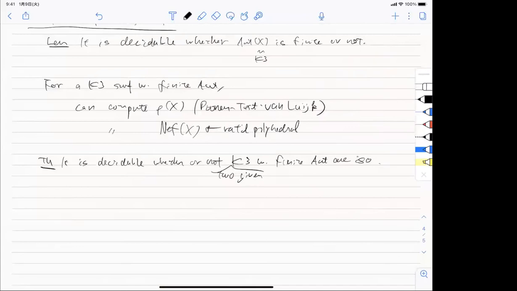First, about this thing, you say if you can compute rho of X, the Picard number, then you can approximate the nef cone. But we know that the Picard number is bounded, right? So can you just run from one to some bound and approximate, or do you need the precise number? We need the precise number. Okay.